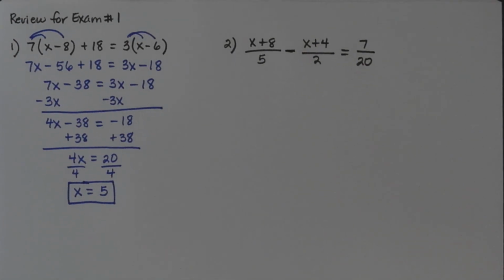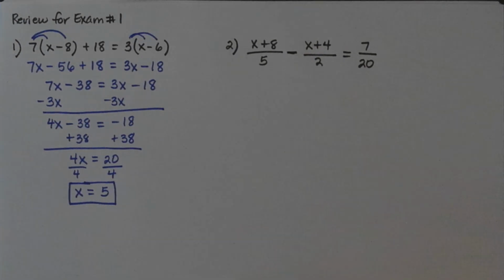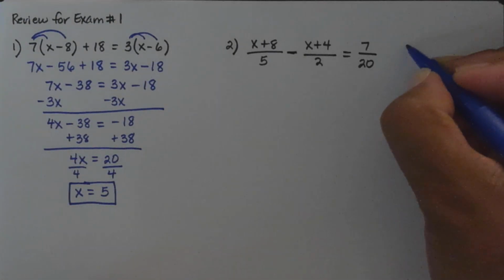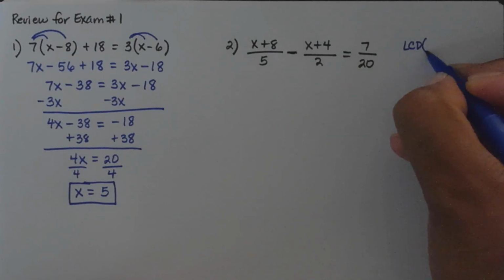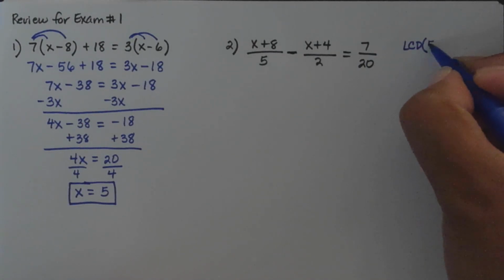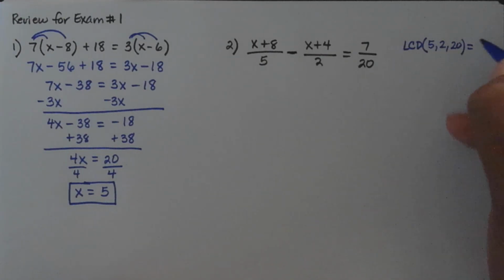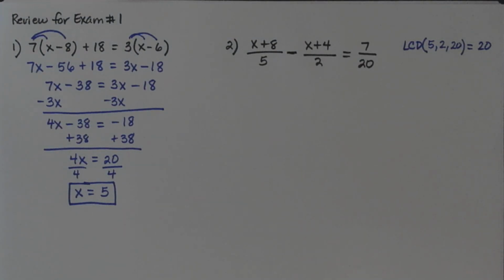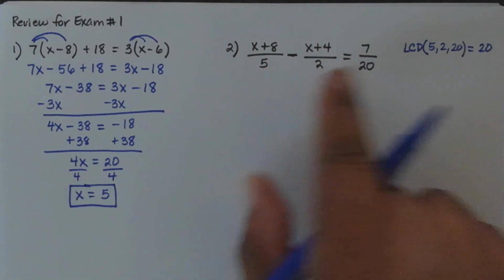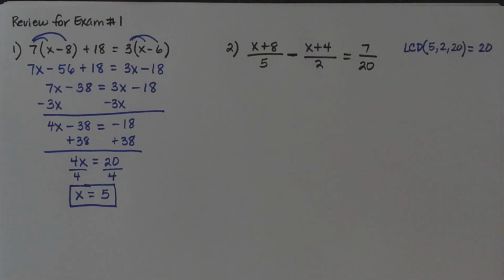Now in this problem, we got constant terms in the denominator. So that means we need to find the least common denominator of those numbers here. So the least common denominator for 5, 2, and 20 is what? 20. That's the smallest number that's divisible by 5 and by 2 and by 20. So that means here we're going to multiply every single term in this equation by that LCD of 20.